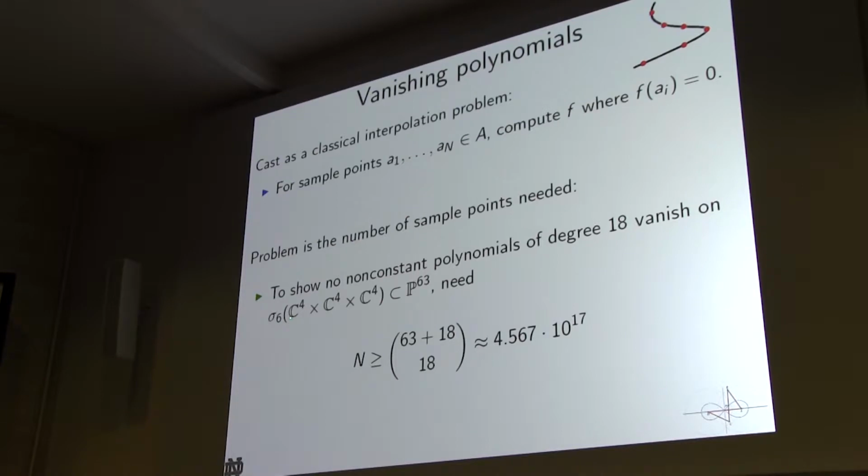Well, I think the reason is 3 times 6 is 18. Well, there's a representation. Yeah, exactly. Yes. Okay. So then I sit down and, okay, how many points do I need? 4 times 10 to the 17th. That's not going to happen.